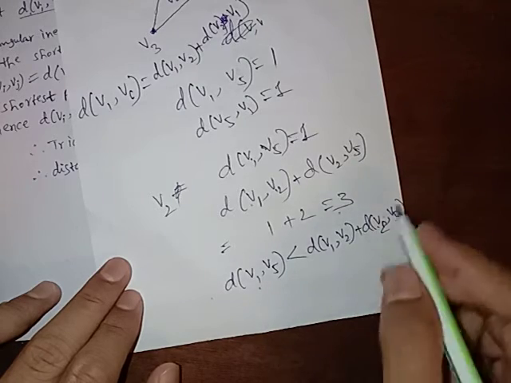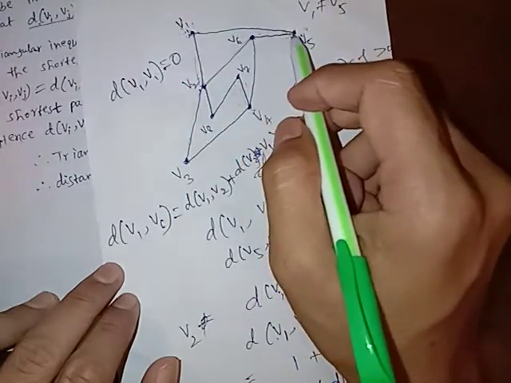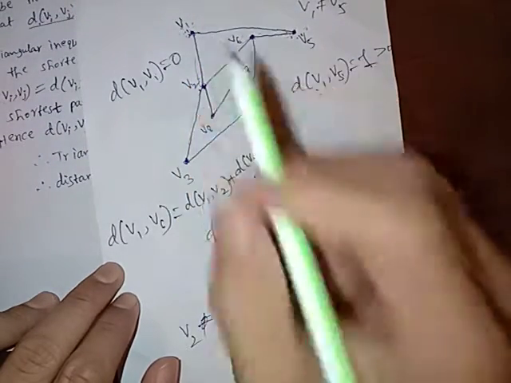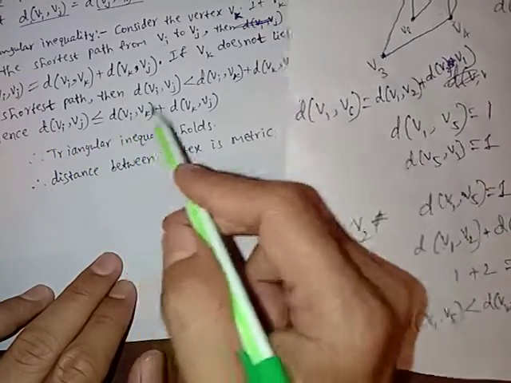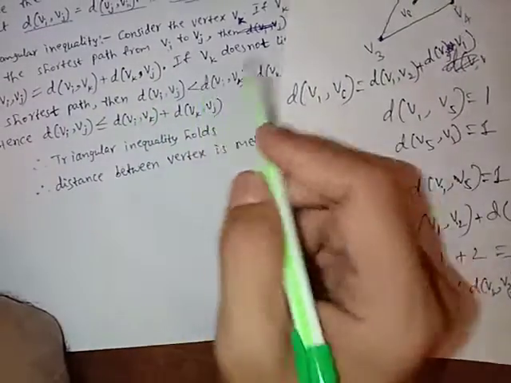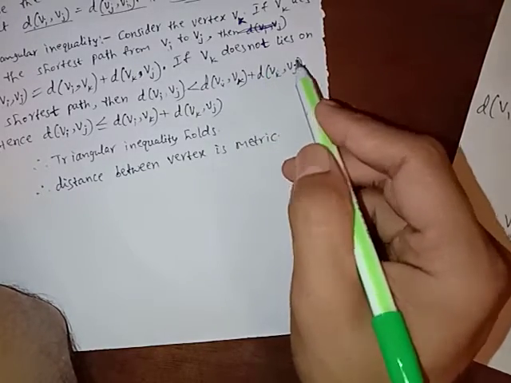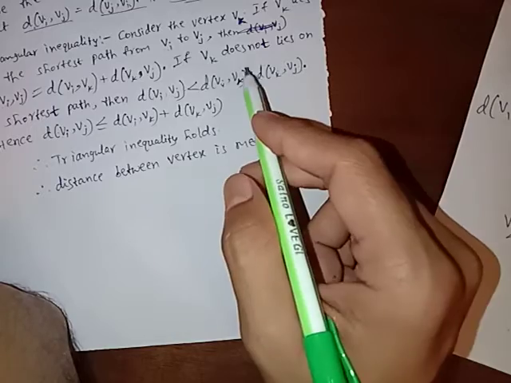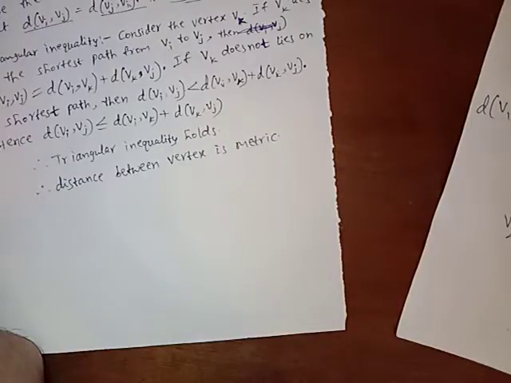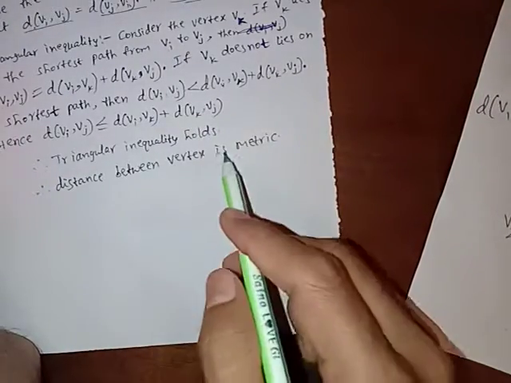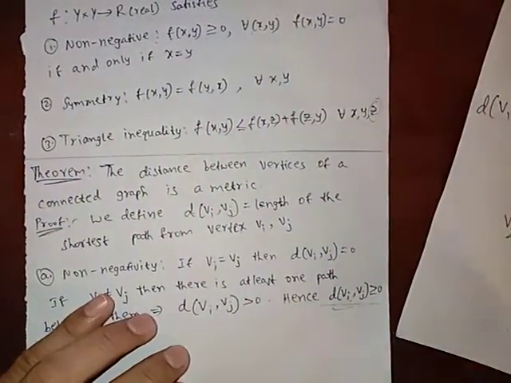When v2 does not lie on the shortest path of v1 to v5, the distance between vi and vj is less than the distance between vi and vk plus the distance between vk and vj. So this inequality holds good. The triangle inequality holds, so the distance between vertices is a metric. All these conditions are satisfied, so we call it a metric.